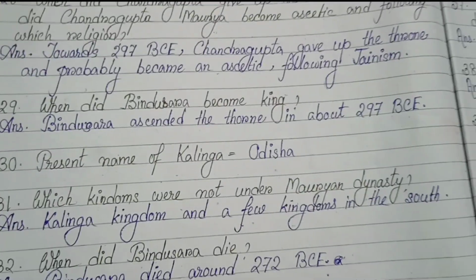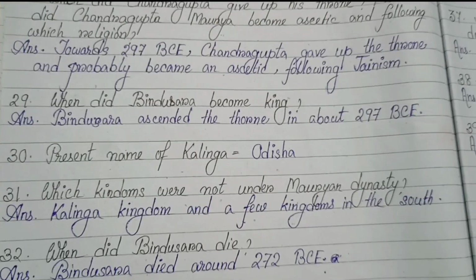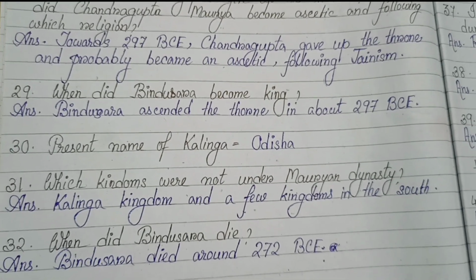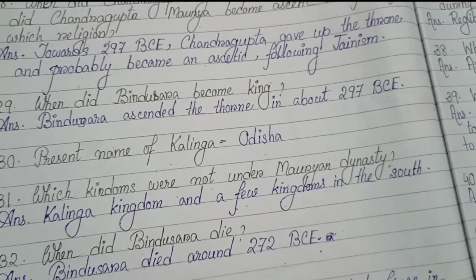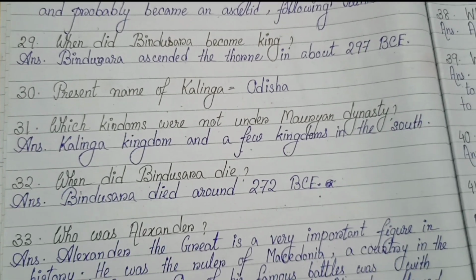Number 29. When did Bindusara become king? Bindusara ascended the throne in about 297 BC. 30. Present name of Kalinga, Odisha.